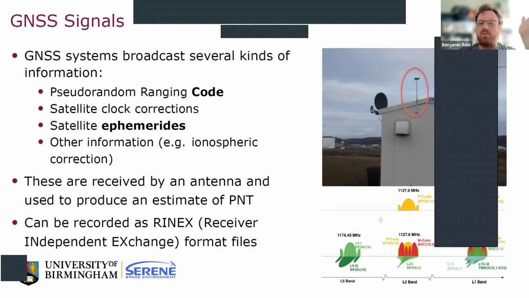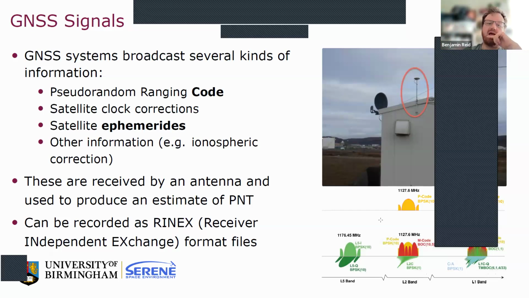So in practice, it's a little bit more complicated, right? They're broadcasting several different kinds of information. There's this ranging code, which is a pseudo-random code that has that time signal encoded in it. It also broadcasts some things like the satellite clock corrections. The clocks drift over time, so the satellites say, "Oh, by the way, my clock is wrong by this much."